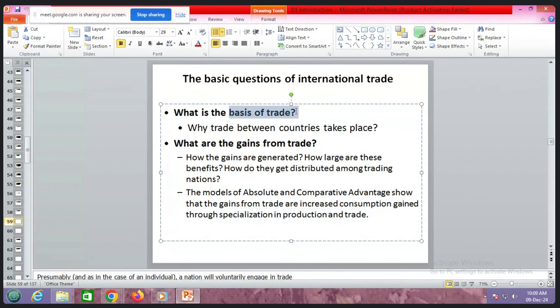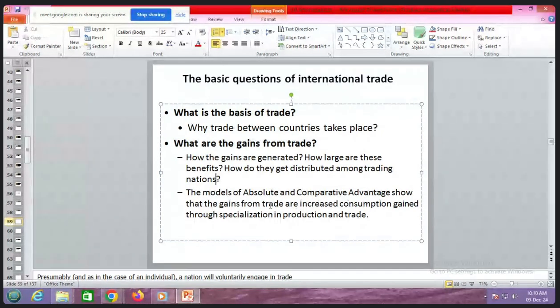So the first question is the basis of trade, that we are going to look at by looking at these theories: why trade takes place. And the second is, when we say what are the gains from trade, that is, किसको क्या मिलता है, अगर हम एक दूसरे के साथ ट्रेडिंग करते हैं. When we trade with each other between these countries, what are the gains that are generated, how large are these benefits, kitna, and how they get distributed among the trading nations. That is, if there are two trading nations, X gets more or Y gets more, X and Y get equal, what is the benefit that is getting distributed.